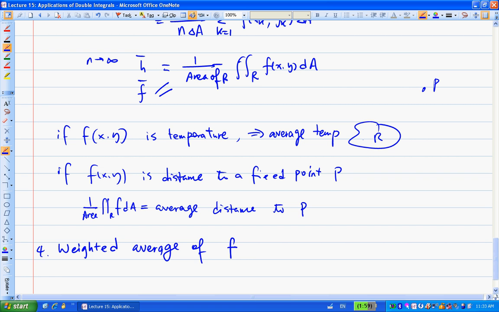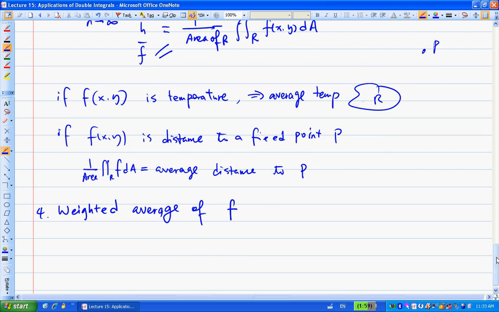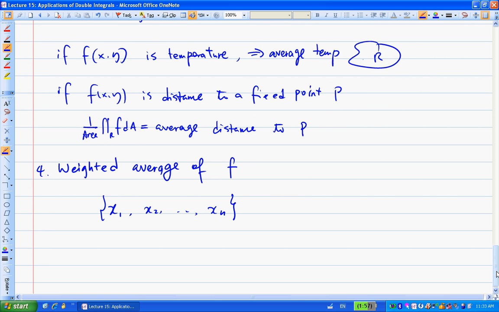Weighted average of f. So what is the weighted average concept? First of all, let's talk about the weighted average. When you calculate an average, suppose that I have a data set, x1, x2, up to xn. Maybe the probability for each one of them to happen is the same, but maybe not. Maybe some of them happen more frequently than the other ones.